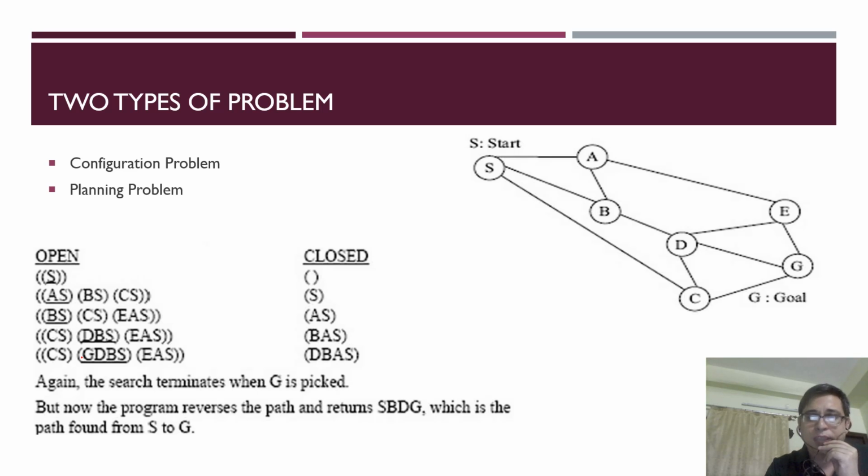Okay, so let me quickly summarize what we are trying to tell. The problem we solved earlier using open and closed was actually something called a configuration problem. We want to find out whether a particular state is goal state or not, which is fine, but we were not interested in understanding what path was taken to go from start state to goal state.